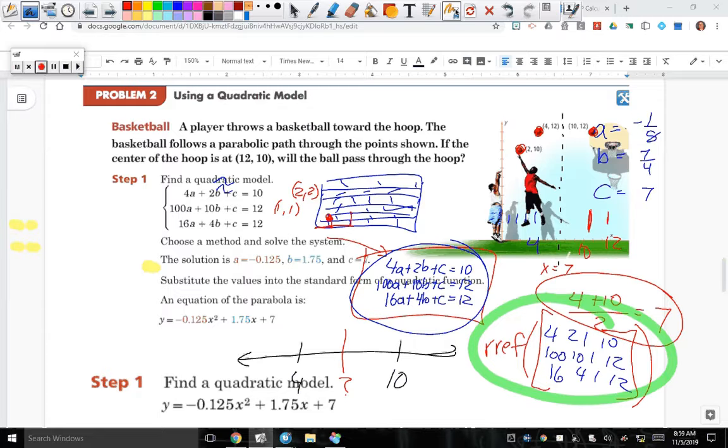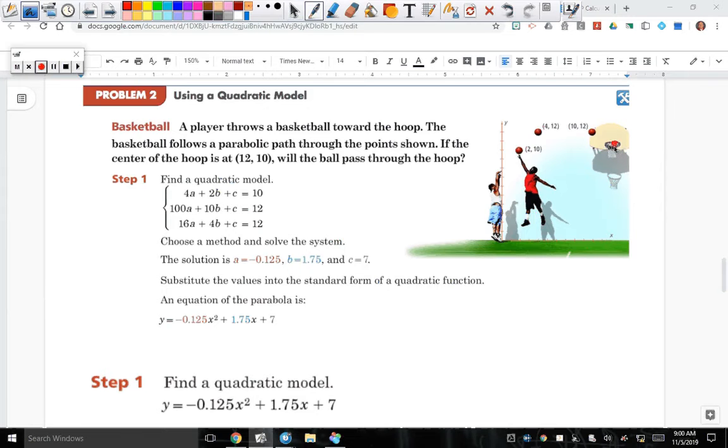If I wanted to know that this was in fact going to make it, if I wanted to make sure that it was going to go in the goal, meaning that it would hit this position at x is equal to 12, all I can do is take this quadratic equation that I got, plug it into the calculator and see, does it spit 10 out when I put 12 in here?